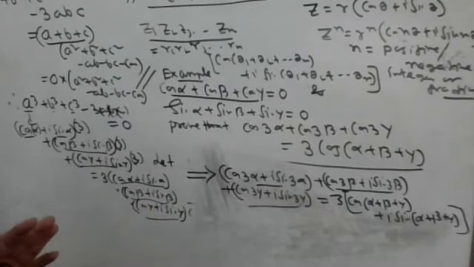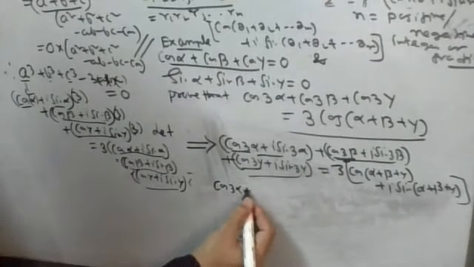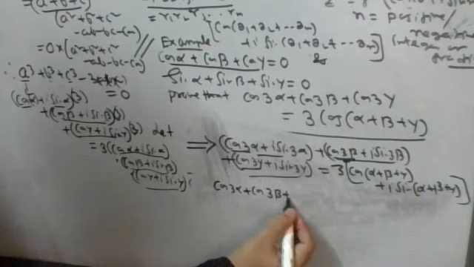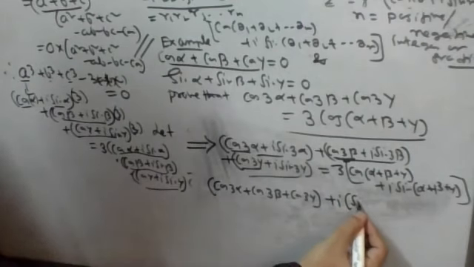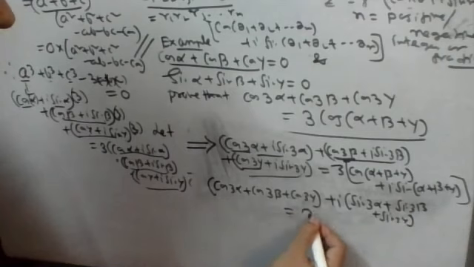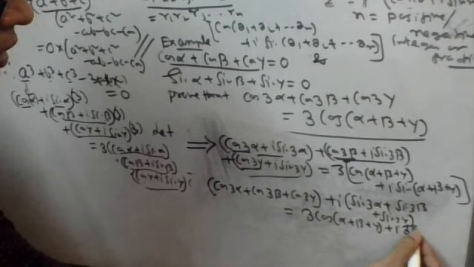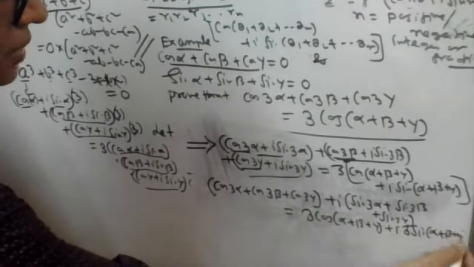Now your job is to separate the real part and imaginary part and compare. See, the real part: cos 3alpha, cos 3beta, cos 3gamma will be put together, plus i times (sin 3alpha, sin 3beta, sin 3gamma) is equal to 3 cos(alpha + beta + gamma) + i 3 sin(alpha + beta + gamma). Understood?